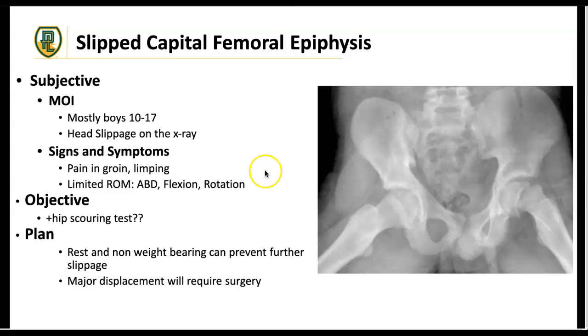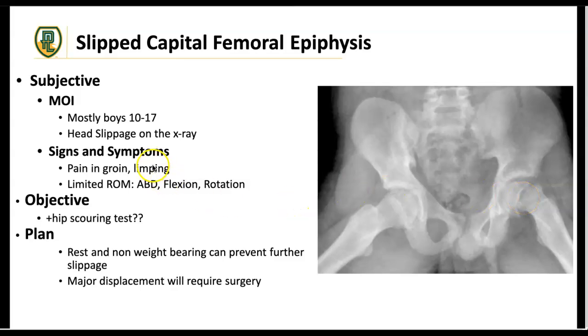Next, we have slipped capital femoral epiphysis. This happens most often in boys between the ages of 10 and 17. And so what we see here is the head starts to slip away from the neck, right? So we can see the head sitting here and then the neck is kind of displaced, right? So this is actually not death, but a slippage, which could lead to death over time, especially if arteries become entrapped between the head and the actual neck itself.